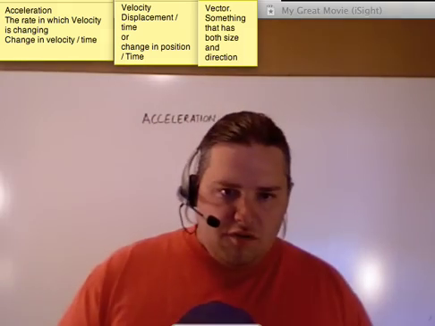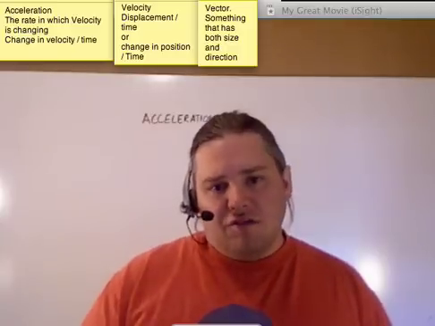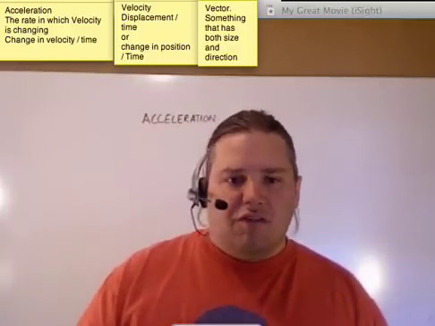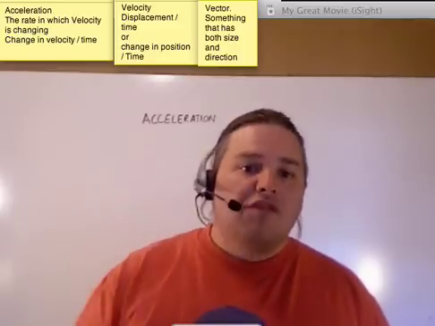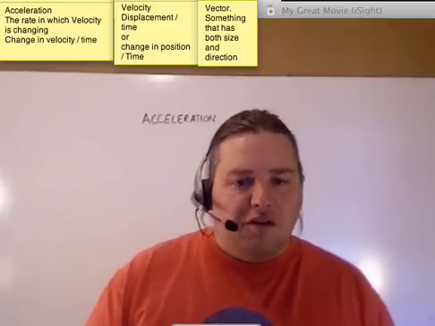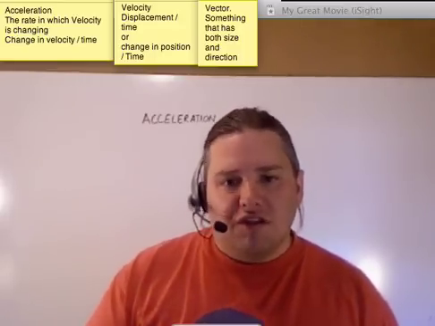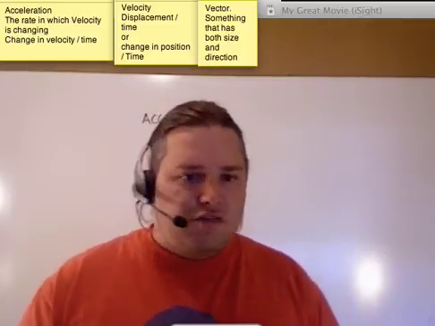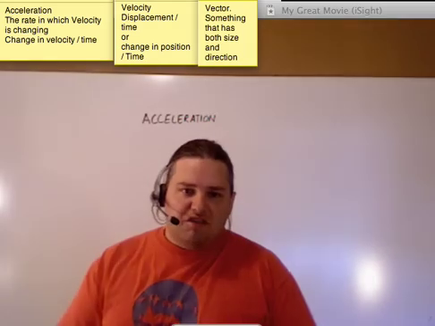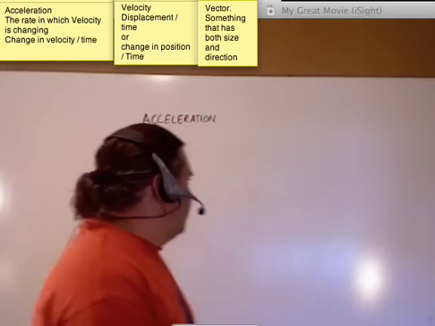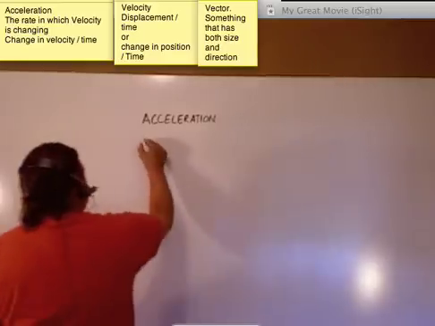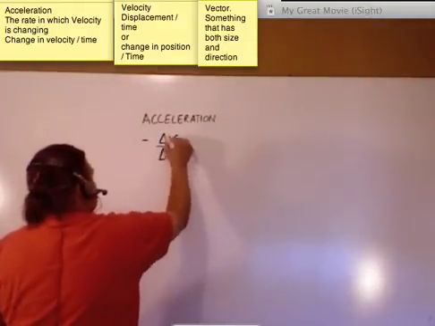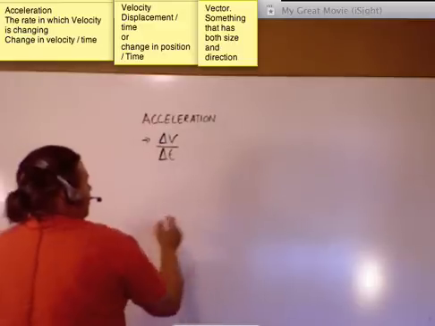Acceleration is nothing more than the rate in which velocity changes per unit of time. And when we talk about the word rate, we're typically saying per unit of time. So if I'm talking about acceleration as being the rate in which velocity is changing, I'm talking about how much velocity is changing per unit of time. Typically that unit of time is a second. So when we talk about acceleration, the units of acceleration should be the change in velocity over time, the rate in which velocity is changing with respect to time.